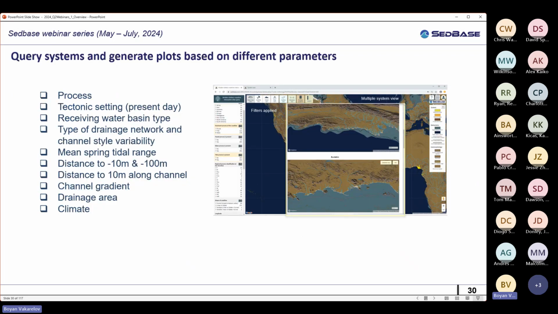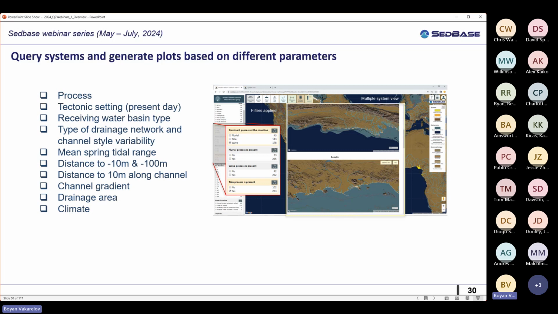In addition, each system has a number of metadata points, information associated with it. So for each system, we know what the process at the coastline is. We know what the tectonic setting is. We know what the receiving water basin setting is. We have information on tidal ranges. We have information on distances to shelf edges, channel gradient, etc. So the point is that, based on the subsurface field that you're working in, you can select the most appropriate systems in terms of analogs, and then you can view examples of these directly in the database.